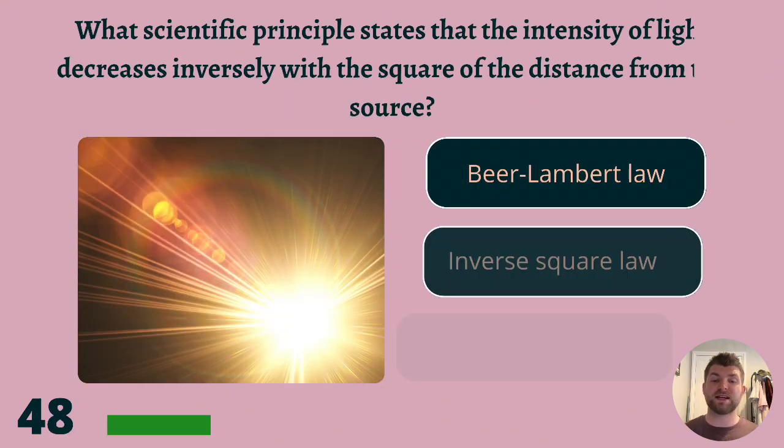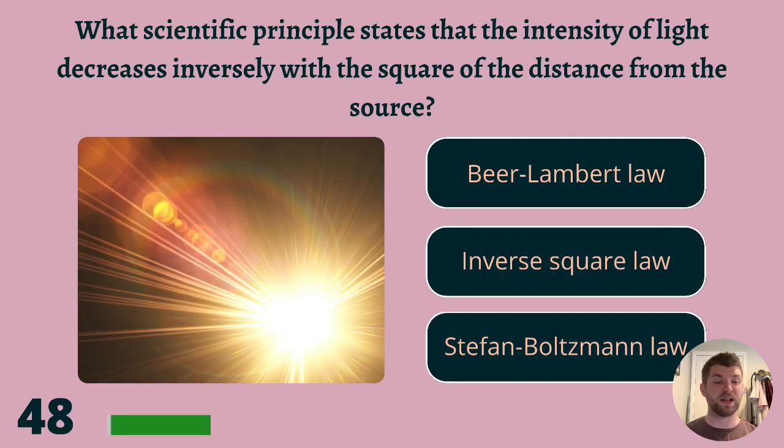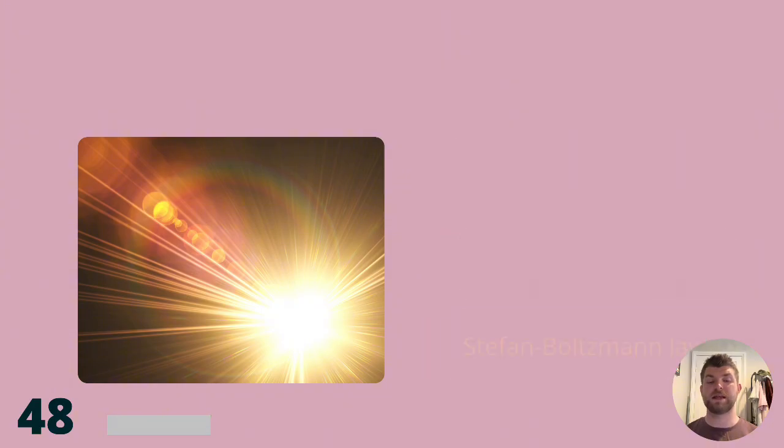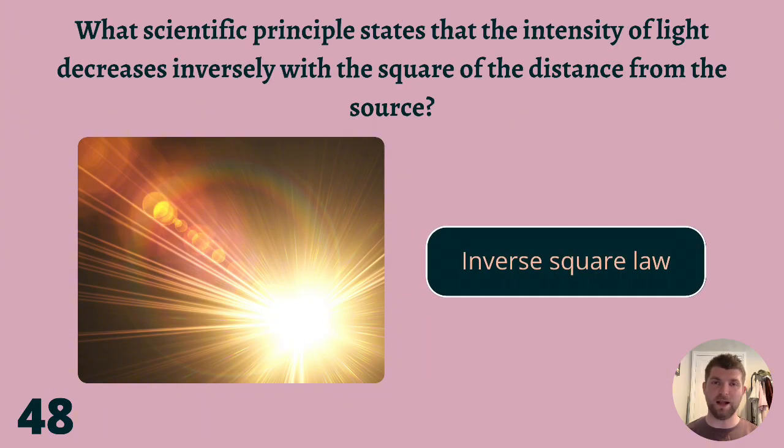48. What scientific principle states that the intensity of light decreases inversely with the square of the distance from the source? Beer-Lambert law, inverse square law, or Stefan-Boltzmann law? The answer is inverse square law.